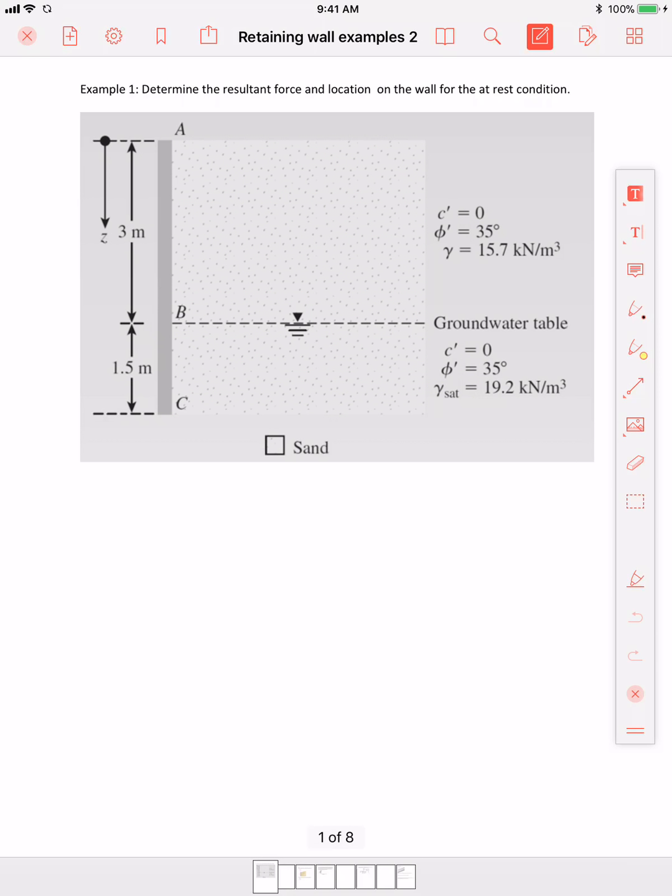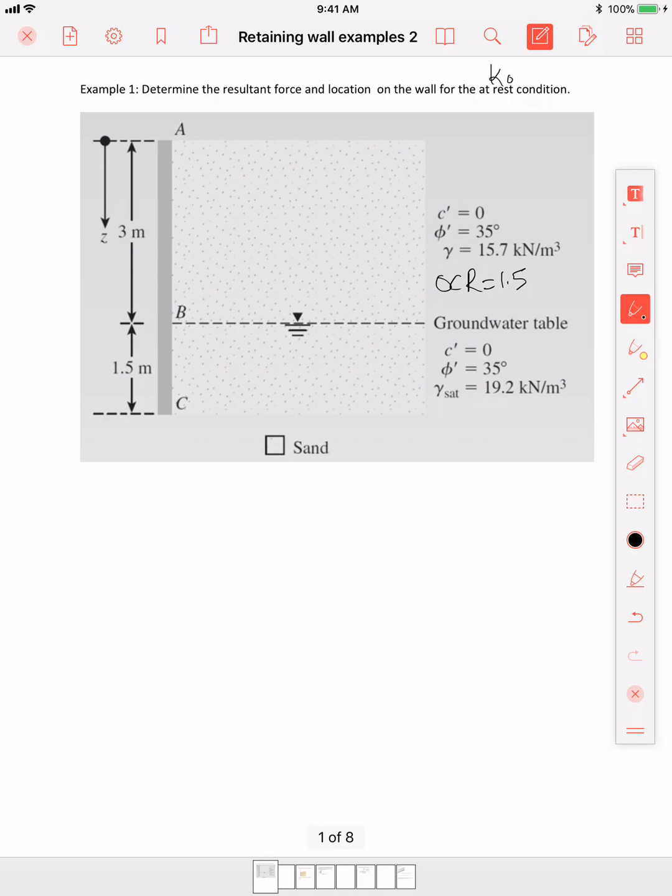This is our first example from our retaining wall problems. We're going to determine the resultant force and location on the wall at the at-rest condition. So that's our K naught condition. And the first thing we're going to do is add some information. We're missing OCR equals 1.5.